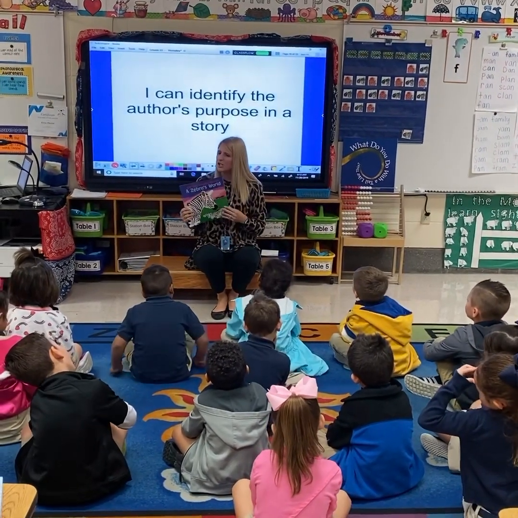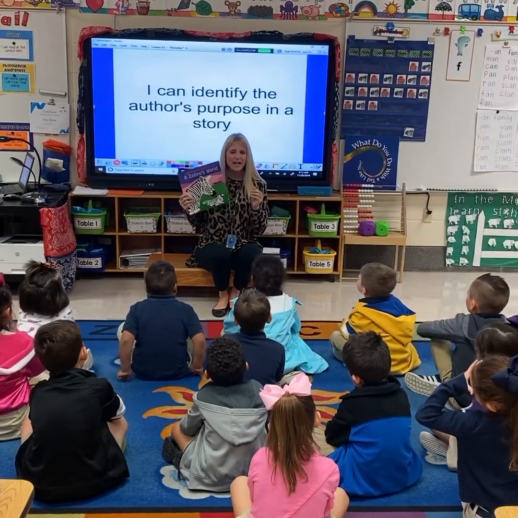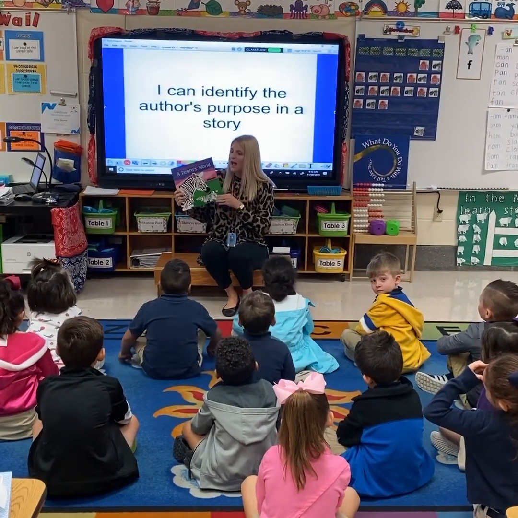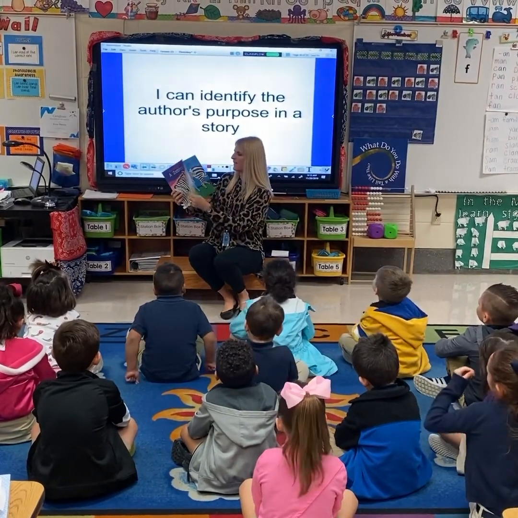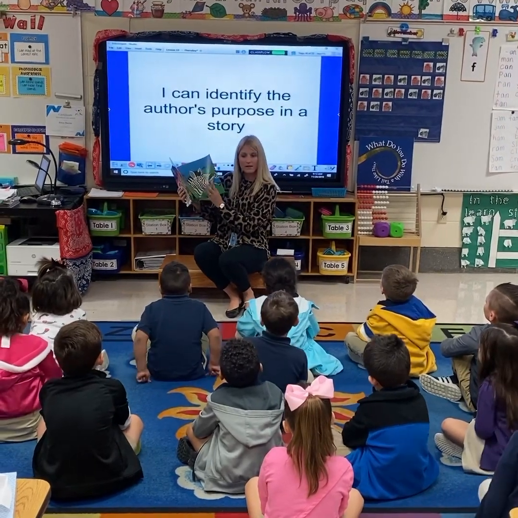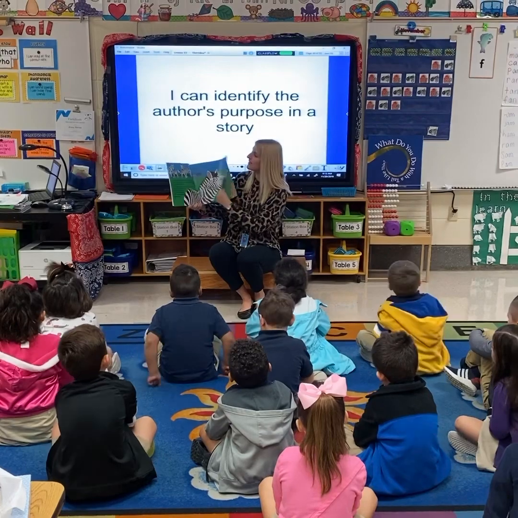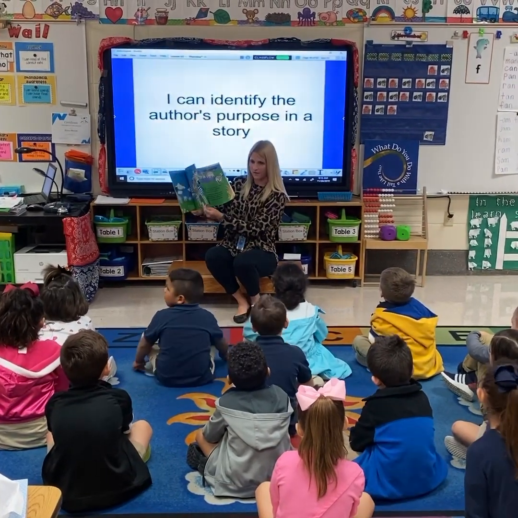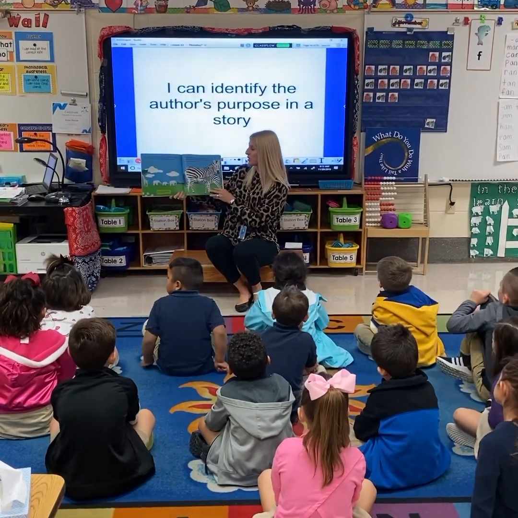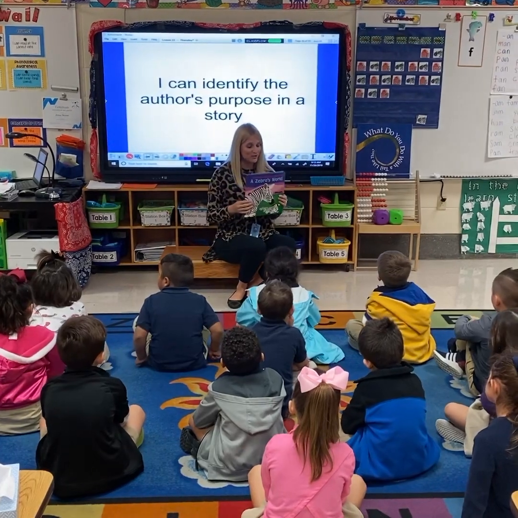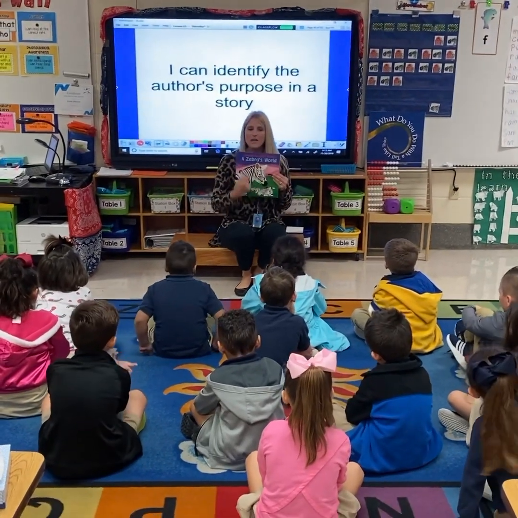Sometimes we have illustrators, but sometimes we have a photographer. How do you know if it's a photographer or not? It would be real life pictures. So do you think this is an illustrator or a photographer? This one's an illustrator. She drew these pictures. Awesome job.